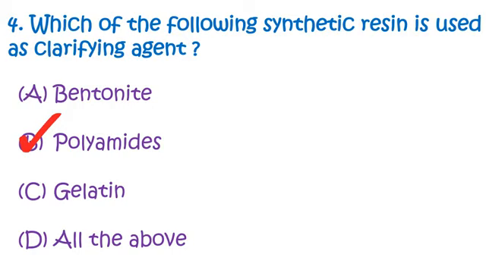The other options like bentonite and gelatin are not synthetic resin but are naturally occurring clarifying agents which are used to clear fruit juices, vegetable juices, beer or wine. Whereas the polyamide is a synthetic resin that is obtained from crude oil and synthesized chemically by a condensation reaction between amines and carboxylic acid or their derivatives.